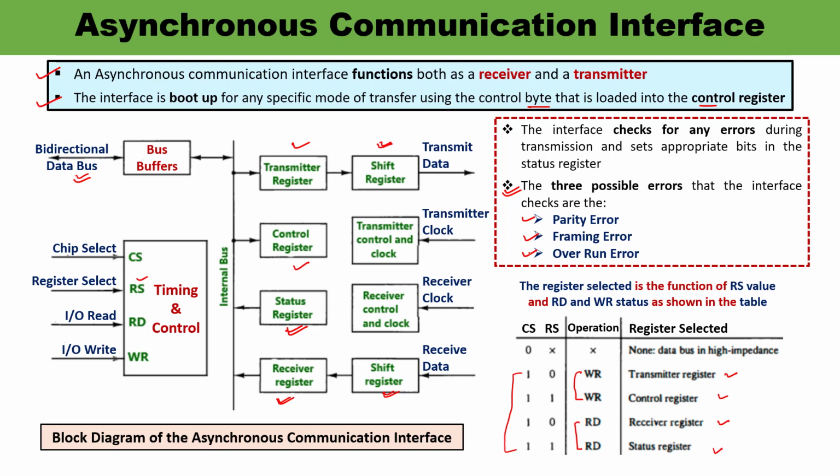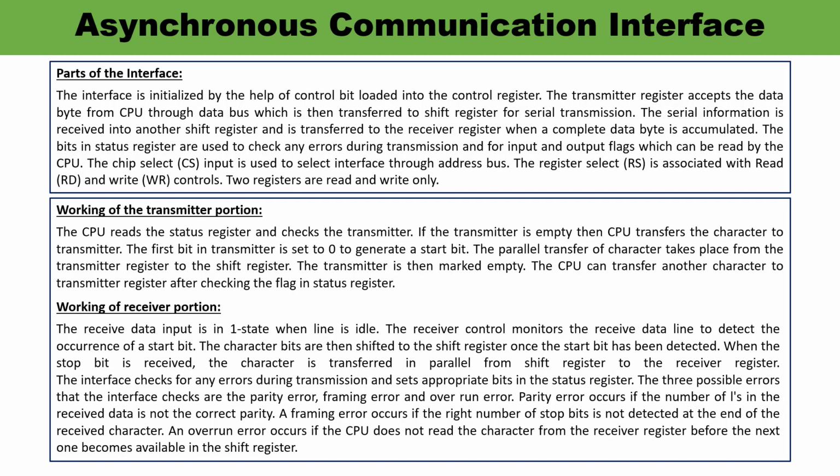Third is the overrun error. Overrun error means the CPU does not read the character from the receiver register before the next one is available in the shift register. That is what overrun error means. The CPU must read the character from the receiver register in the appropriate time. Otherwise, that particular data can be overwritten. You can just take a note about this.